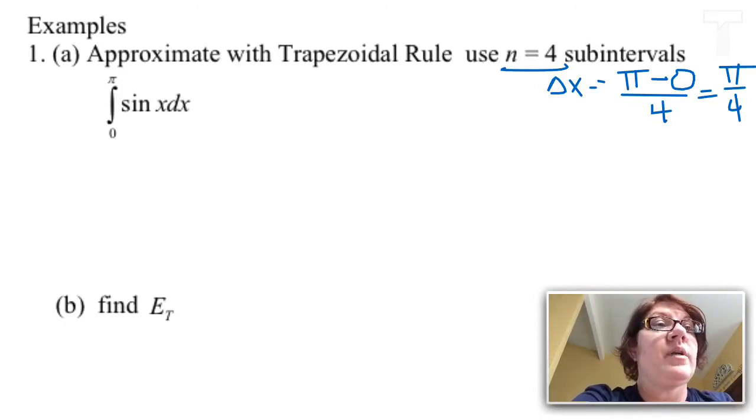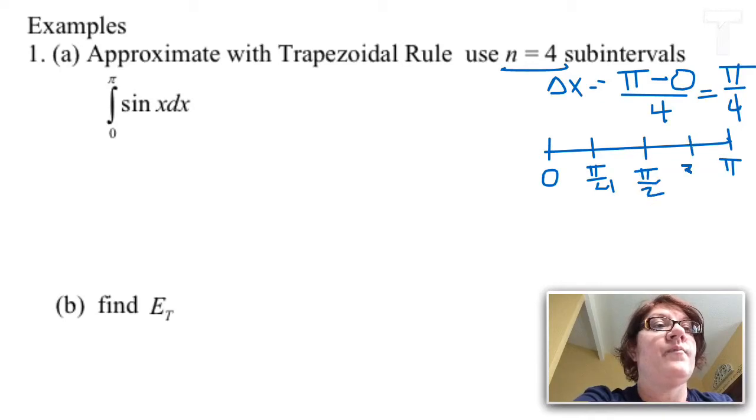And I'm going to want to create a little number line here to figure out what f of x's I need. So I'm going from 0 to pi, and I'm counting by pi over 4, so I'd have pi over 4, and then pi over 2, and 3 pi over 4. And notice that does give me 4 equal intervals.